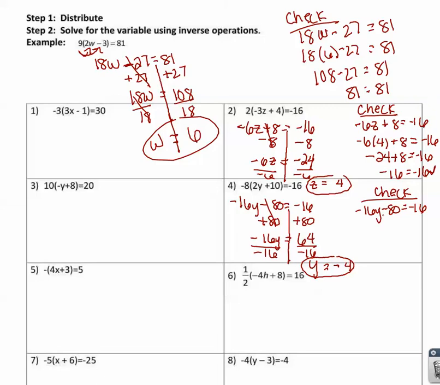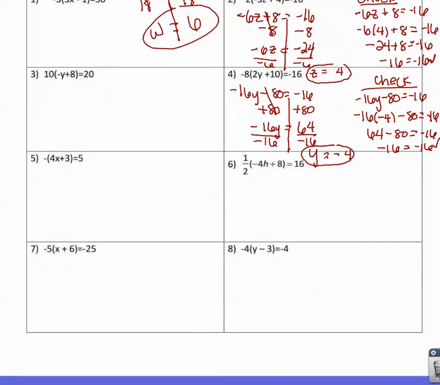So I wrote down negative 16y minus 80 equals negative 16. Okay, I'm going to write this down again, but instead of the y, I'm going to use a negative 4. Make sure you put that in parentheses. So 16 times 4 is 64, minus 80 is going to give you negative 16 equals negative 16. So because these are the same, a negative 16 and a negative 16, you know you did your work right.